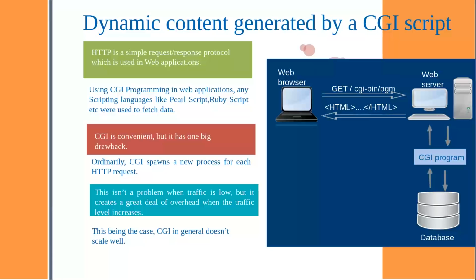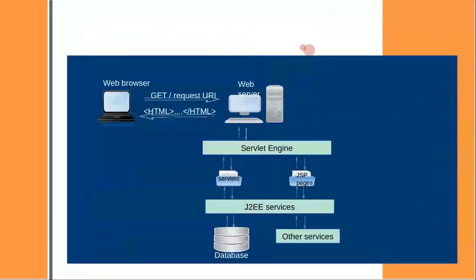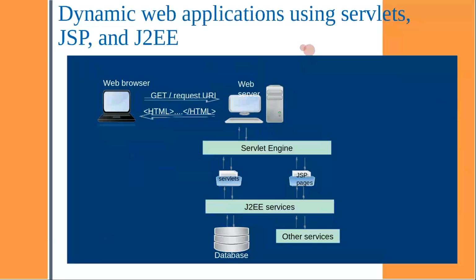So this was the dynamic content process. However, by using the script each and every time, the data could be generated and retrieved to the web browser. Now, next we have dynamic web applications using servlets, JSP and J2EE. Here, this is the one where we use servlets. This was the first one using servlets.